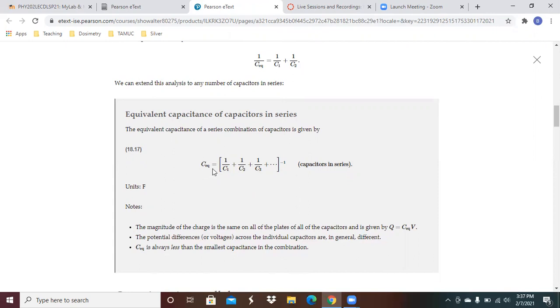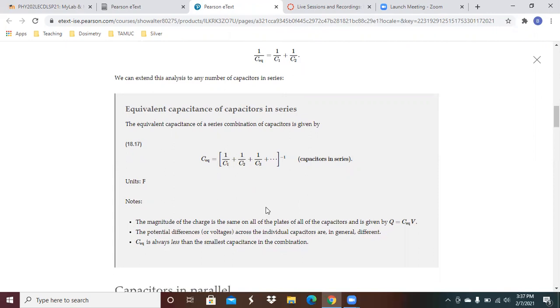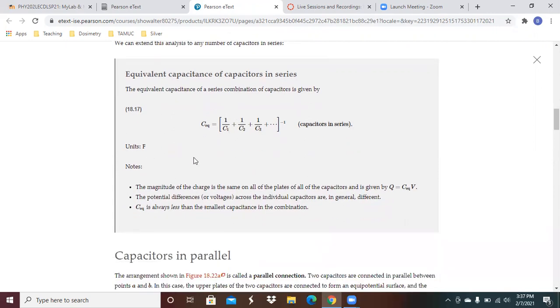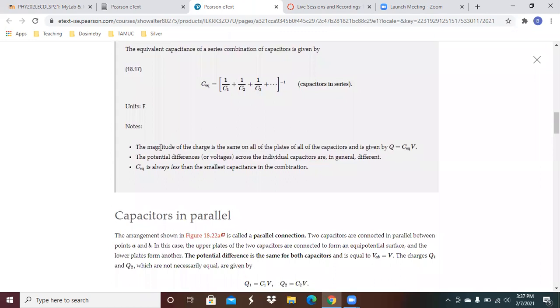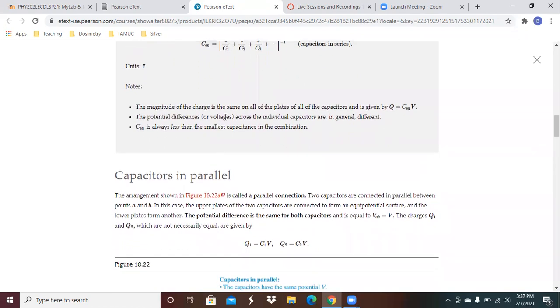Now, notice here that the equivalent capacitance is in the numerator, and the way that we account for that is to take all of this and put it to the -1 power. Notice that your units are going to be in farads. The magnitude of the charge is the same on all the plates of all of the capacitors, as given by this. Potential differences or voltages across the individual capacitors are in general different, and the equivalent capacitance is always less than the smallest capacitance in the combination.